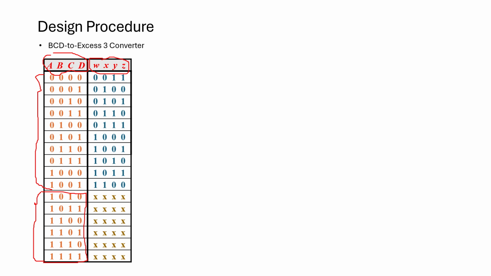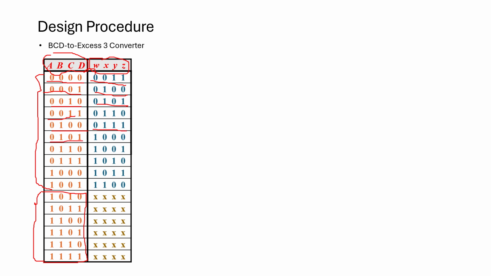So what I have to do is find the equivalent XS3 code for each BCD number from 0 to 9. For example, the first one is 0000. What is the equivalent XS3 number? Just add 3 to it: 0 plus 3 is 3, and the binary number for 3 is 0011. Similarly for 1, the XS3 code value is 0100. Next for 2, it is 5. For 3, 0110 is 6. Next for 4, it is 7, 0111.